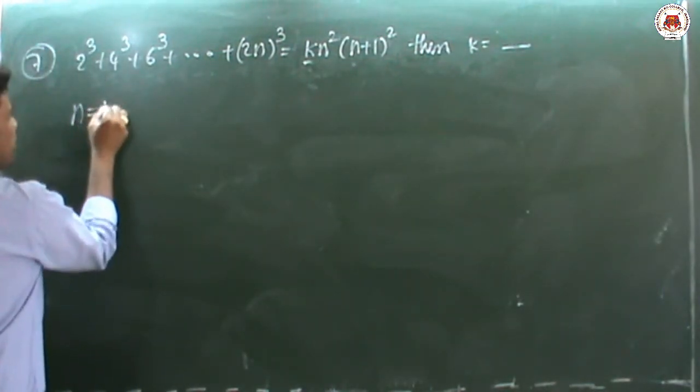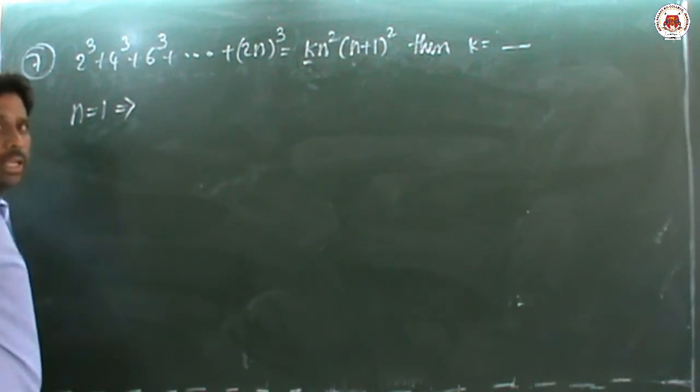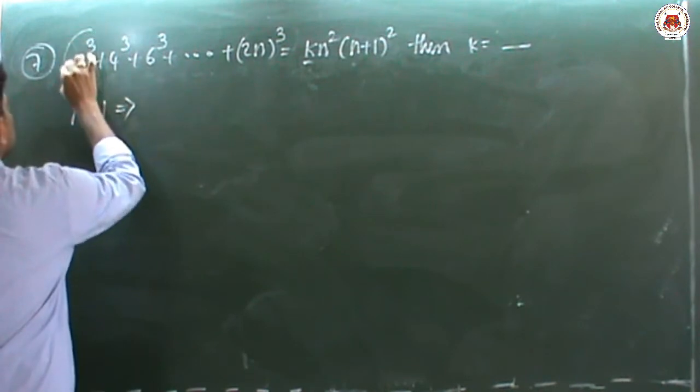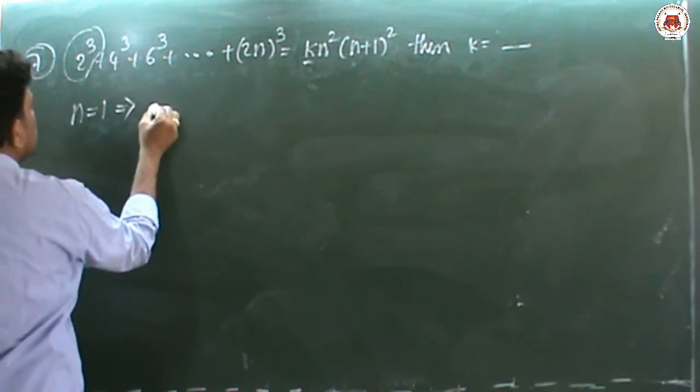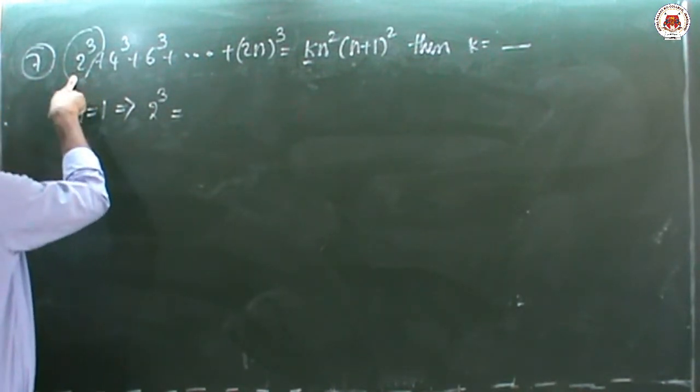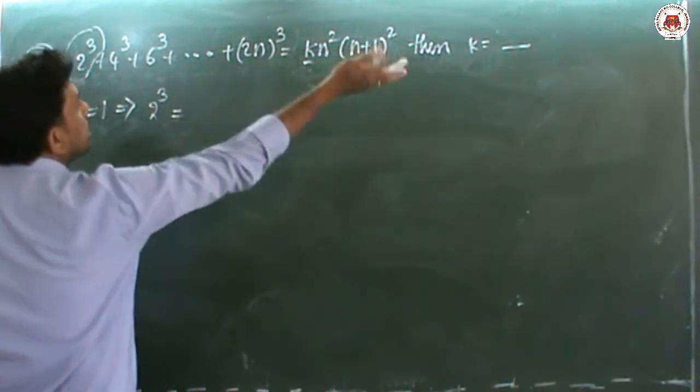What is the procedure? N is equal to 1. N equal to 1 means what? The first term. Here, what is the first term? The first term is 2q. This is the LHS.